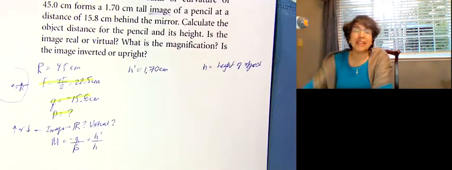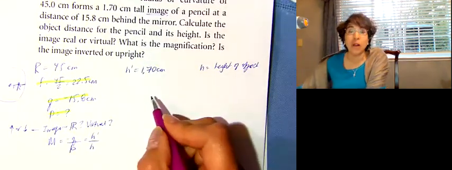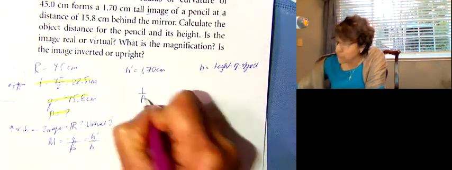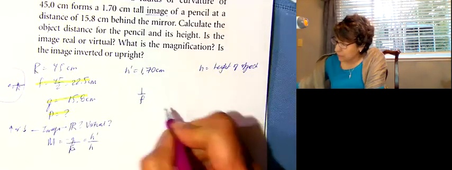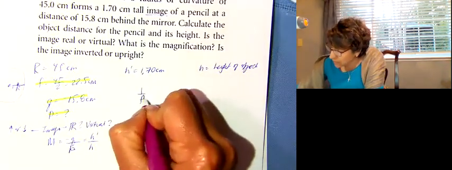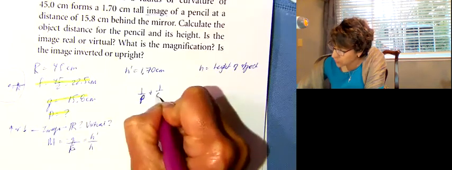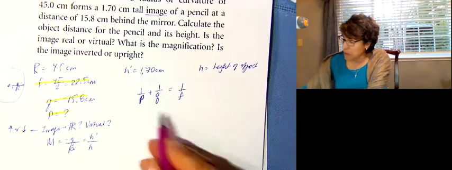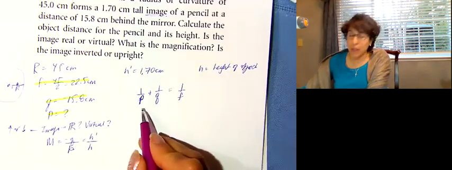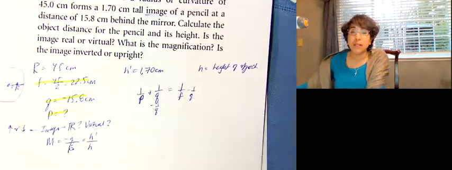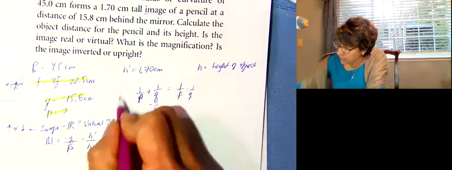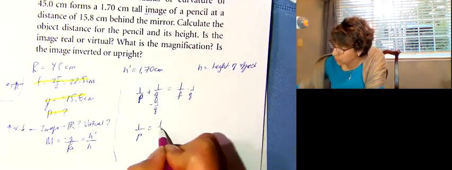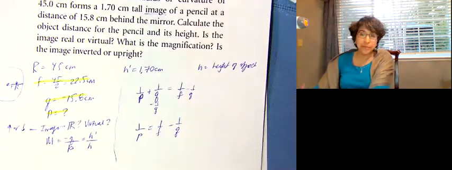And I highlight that because the same equation you had before is still true. I'm going to say 1 over P plus 1 over Q is equal to 1 over F. I like it that way because I'm going to solve for 1 over P. So I'm going to subtract 1 over Q from both sides. And I end up with 1 over P is 1 over F minus 1 over Q.